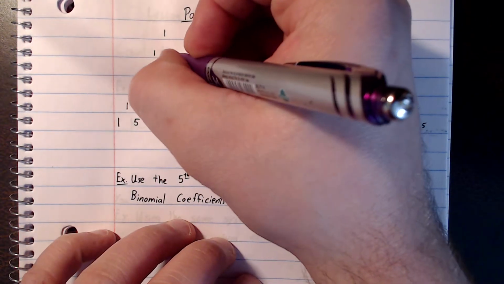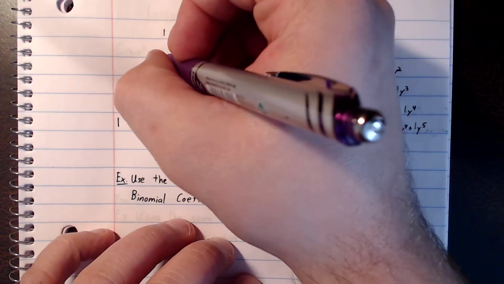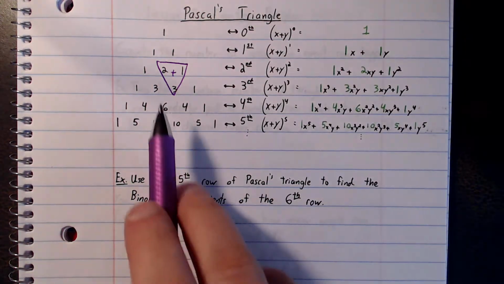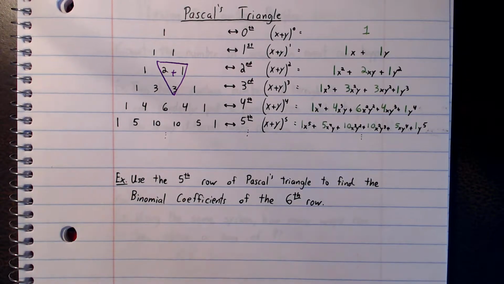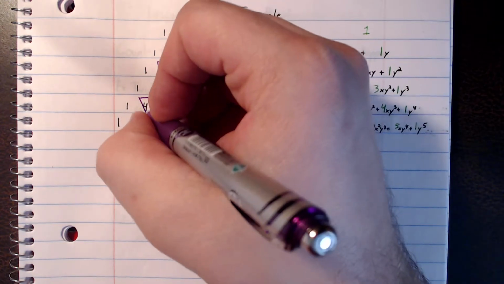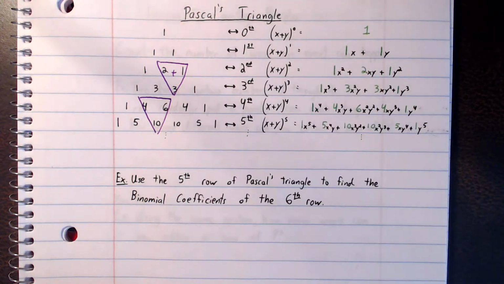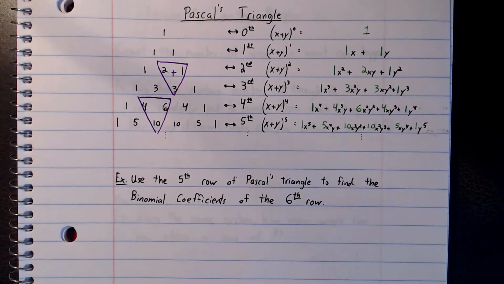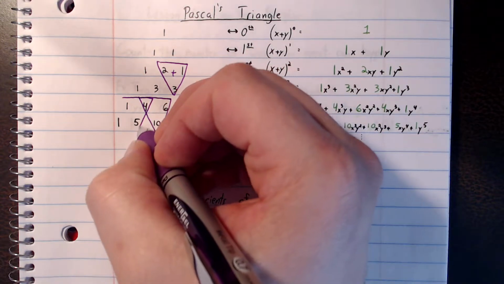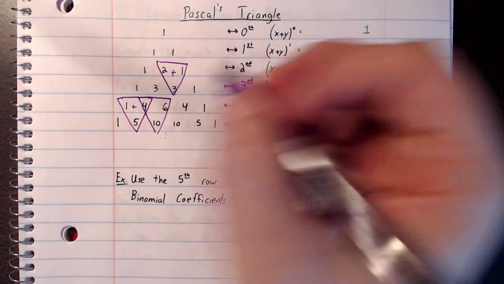If I add two numbers directly next to each other, they're going to give me the number in between. For example, down here, if we did 4 and 6, when we add those, it gives us that 10. So you can see it happening all over the place in this. You can see it happening here, the 1 and the 4. When we add them, they give us that 5.